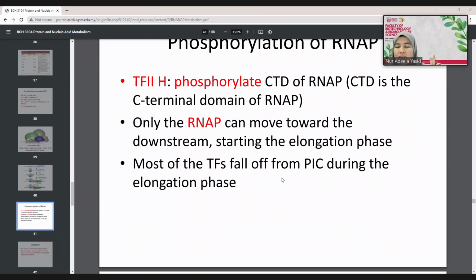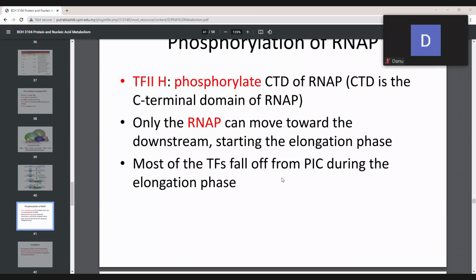Of the DNA template. So here we need the process of promoter melting by the hydrolysis of ATP, by phosphorylation of the C-terminal domain. All these transcription factors need to fall off from the promoter. We want to remove everything so that only RNA polymerase can move towards the elongation phase, and synthesize RNA, mRNA. Only RNA polymerase can synthesize RNA. Understand? That's what it means by promoter melting.